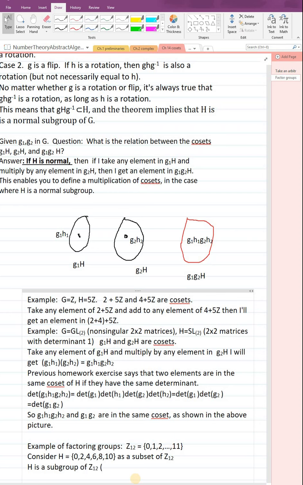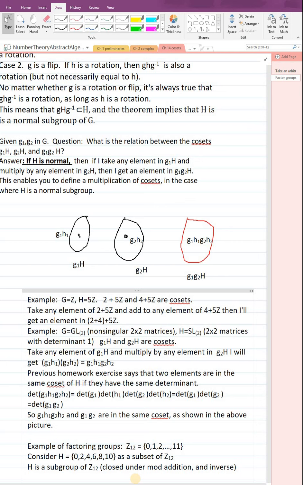You can show that by showing it's closed under addition, closed under modular addition. If I take any two even elements in H and add them together mod 12, I'm still going to get an even element. So it's closed under modular addition and inverses. For instance, the inverse of 10 is 2. The inverse of 8 is 4. So H is a subgroup of Z12.